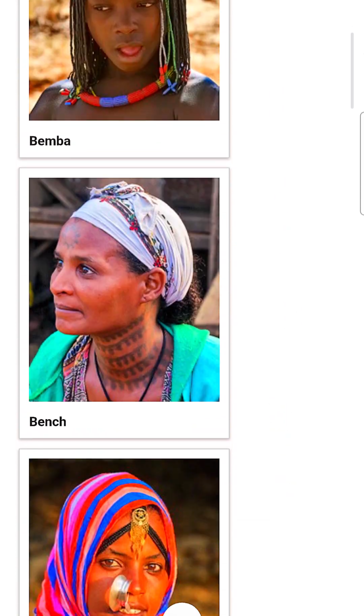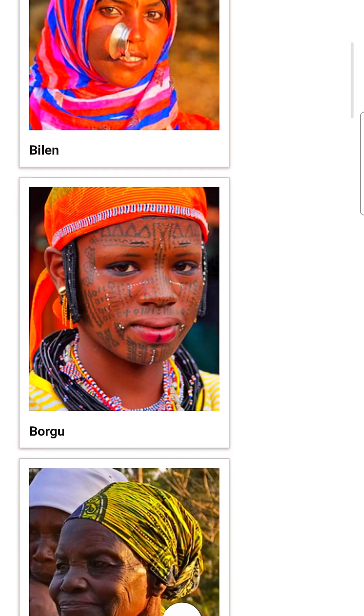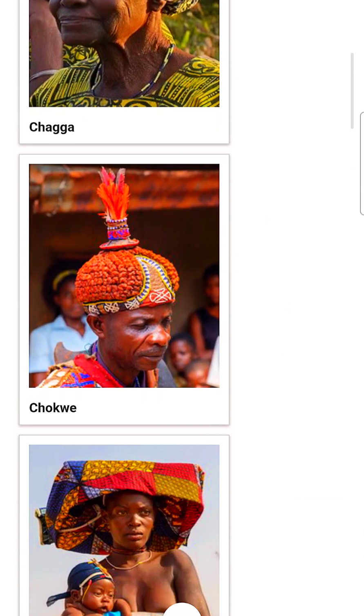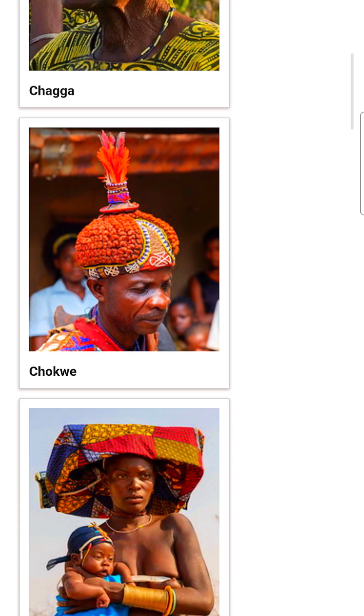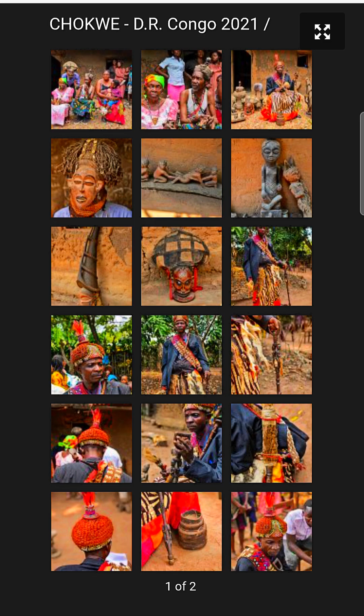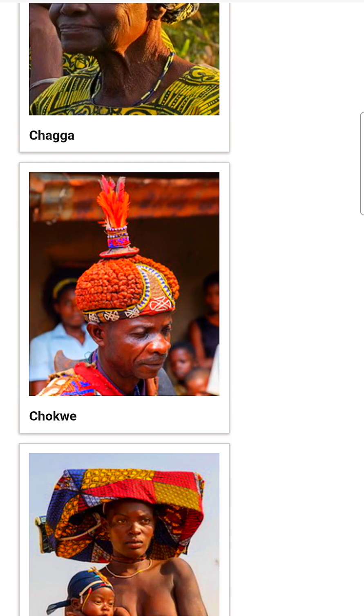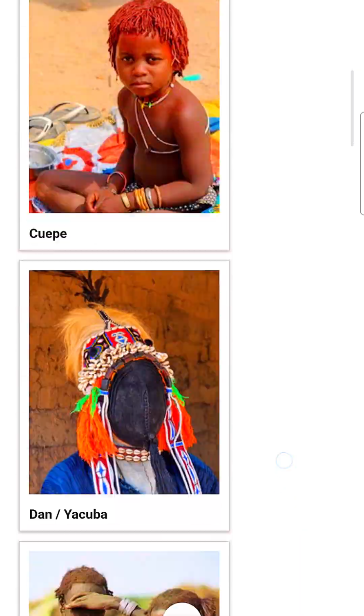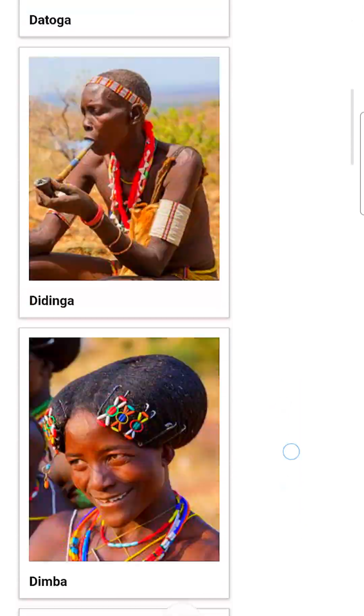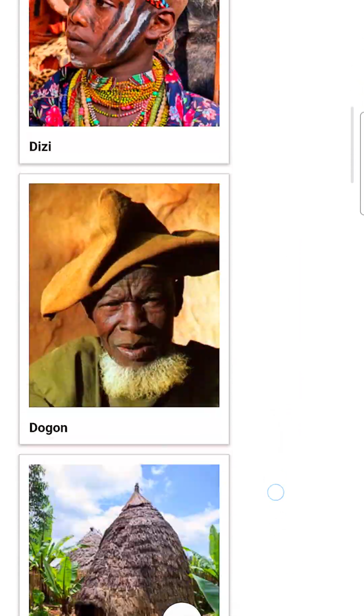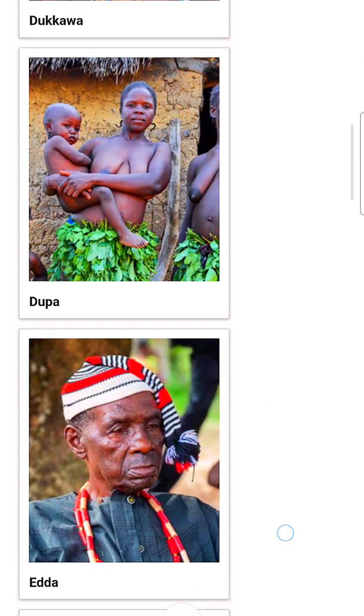You can go down in alphabetical order and figure out where all of these people come from. So if you want to figure out who are the Chokwe, where did the Chokwe come from? The Chokwe come from the Congo, the DR Congo. So you'll see more pictures there of them. So lots of really informative historical information can be found here.